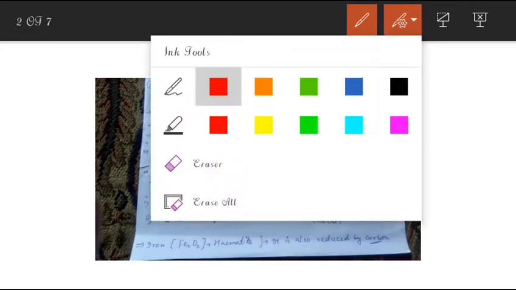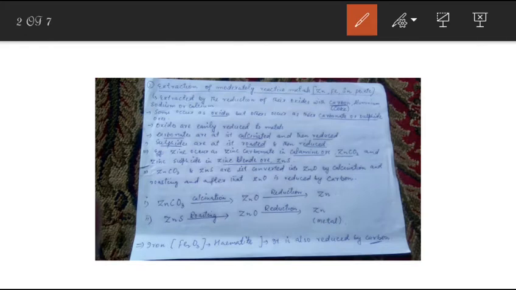Zinc is a moderately reactive metal. It is present in the form of zinc carbonate, and its ore is called calamine, with the chemical formula ZnCO3. It is also present in the form of sulfide, and its ore is zinc blende. Zinc carbonate and zinc sulfide are first converted into zinc oxide by calcination and roasting. This is the overall process of extraction of zinc.